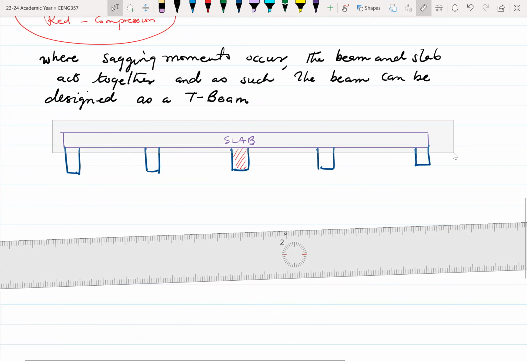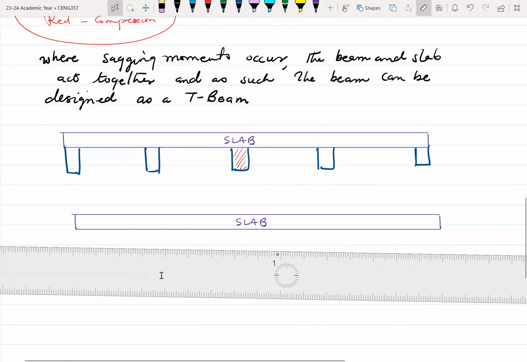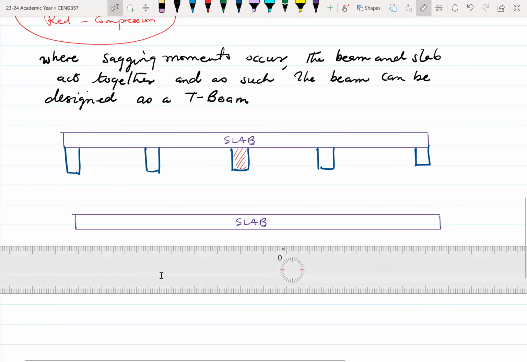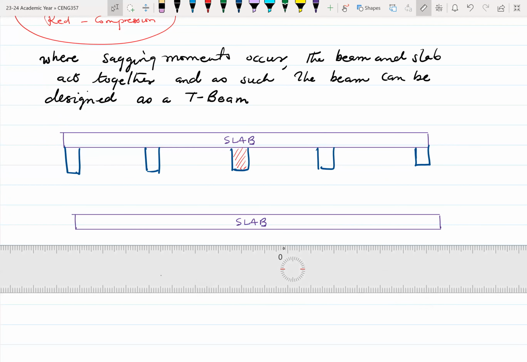I don't have what I'm looking for. I'll make a copy of this, just to show you how this will look. Okay, so this is fine. So for that particular beam, this will be the way the beam looks.